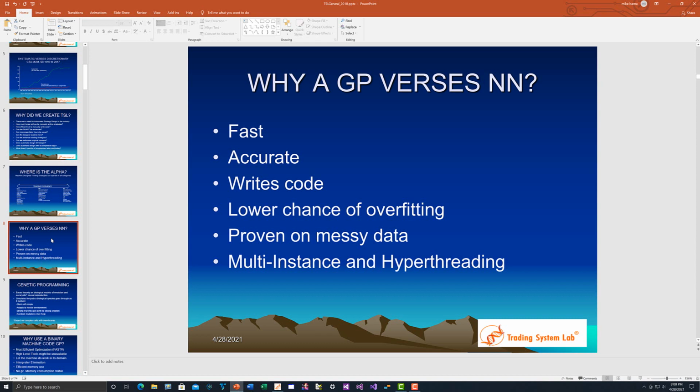But I spent many years working with various forms of neural networks and noticed that they had a rather high chance of overfitting the data. They were also difficult to work with. They were slow. Pre-processing the data was a hassle, and ultimately creating the trading system out of a predictive model was full of problems.